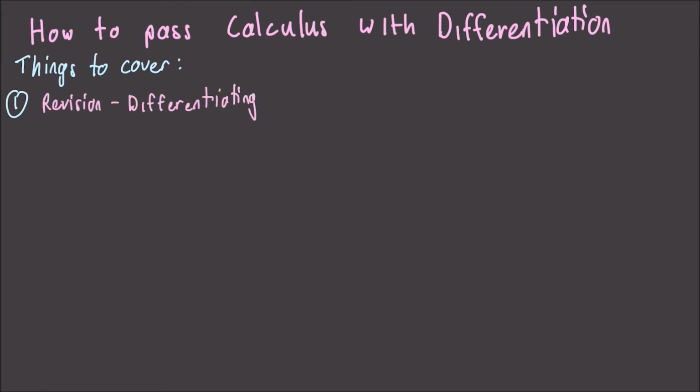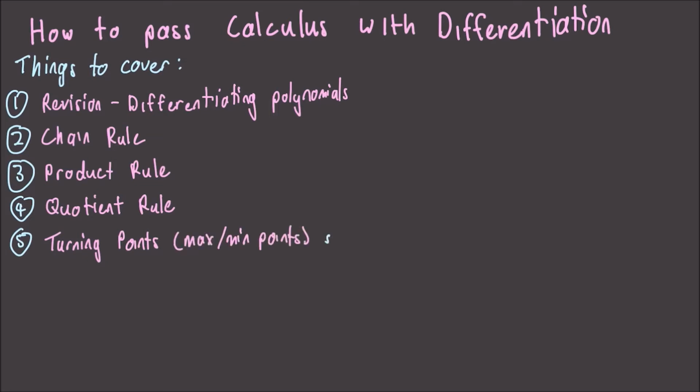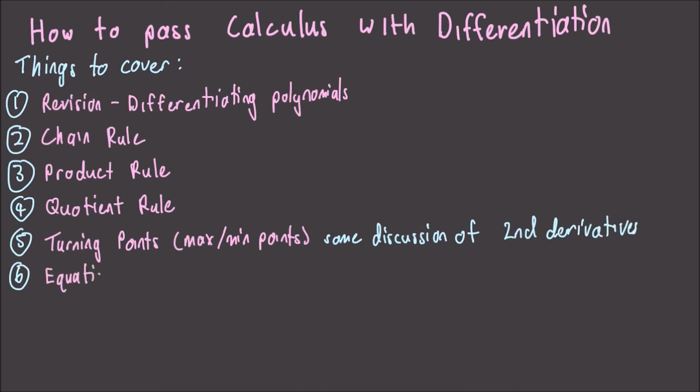Right, the things we're going to cover in this video. First, we're going to look at revision. We're going to do some differentiation for polynomials, stuff you've maybe done before. Then we'll get onto the chain rule. The chain rule is the main rule for this topic, followed by the product rule and the quotient rule. After that, we'll look at how to find turning points. We'll also look at identifying if they're a maximum or a minimum, and a brief look at second derivatives, even though this isn't necessarily required. Last, we'll look at finding the equation of a tangent or a normal line.